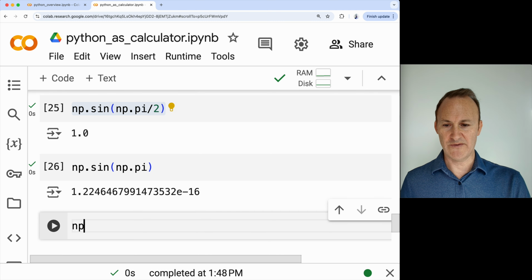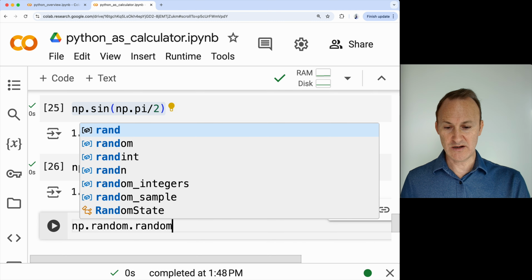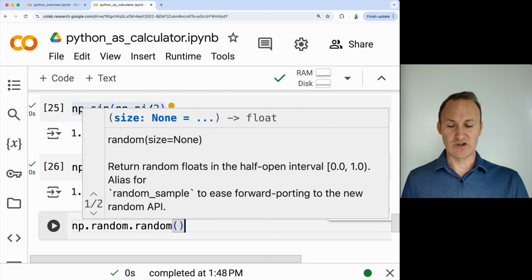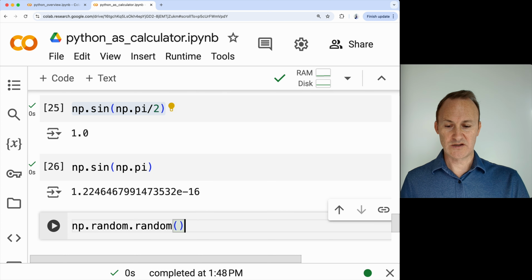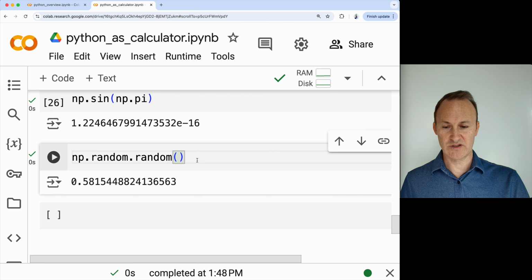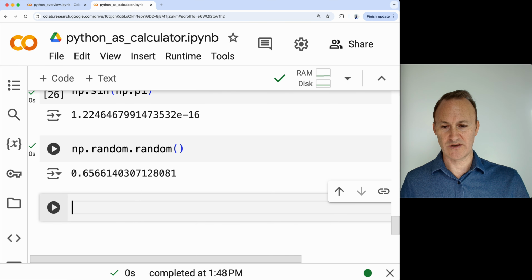Okay, what else do we have in the NumPy library? There's a cool random library within it, np.random.random. Okay, this is a function, it's a method actually, which means you need the parentheses to run it. And so if you press Shift Enter to run it, it gives you a random number between 0 and 1. So you can run it a few times, have some fun with it.